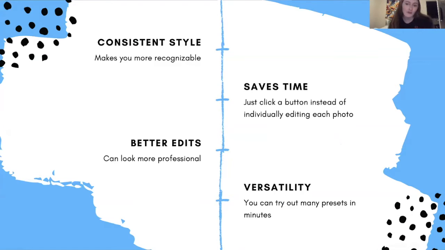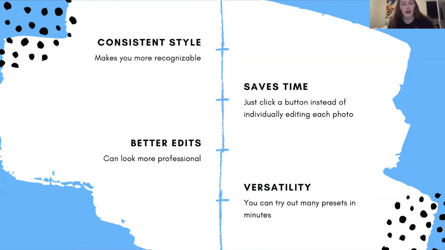So the next point, it saves a lot of time. So if you do take a photo shoot, let's say, instead of having to go in and individually editing each photo, you can just make a preset, and then you can just go in and add that preset to every photo that you need. So this is so much faster than going through and editing each photo individually.